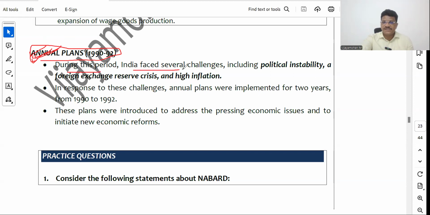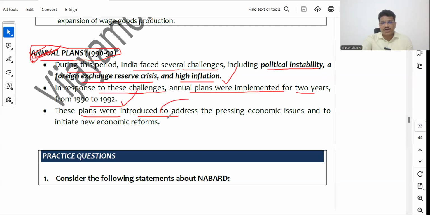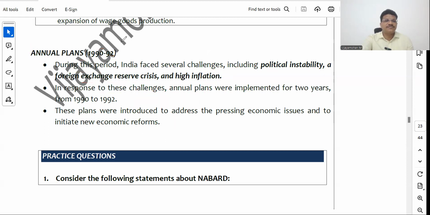During this period, India faced several challenges, including political instability, foreign exchange reserve crisis, and high inflation. Right. In response to these challenges, annual plans were implemented for 2 years from 1990 to 1992. These plans were introduced to address the present economic issues and to initiate new economic reforms. So there were not that many significant events during these plans.